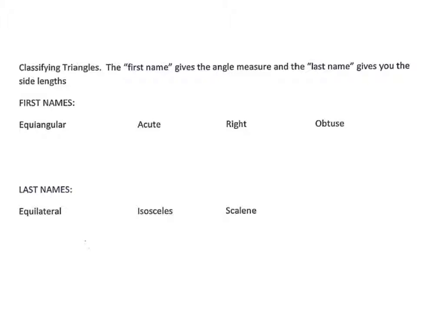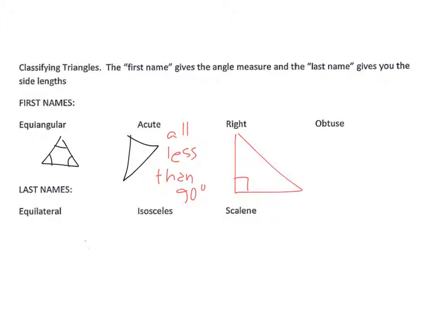To classify triangles, you can name them by their angle measures and their side lengths. So equiangular means that all angles are equal. An acute triangle means all three angles are less than 90, so all less than 90 degrees. A right triangle has one right angle. You can't have two right angles because that would be over 180 degrees. An obtuse triangle has one obtuse angle right there. You can't have two obtuse angles in a triangle because that would be over 180 degrees again.